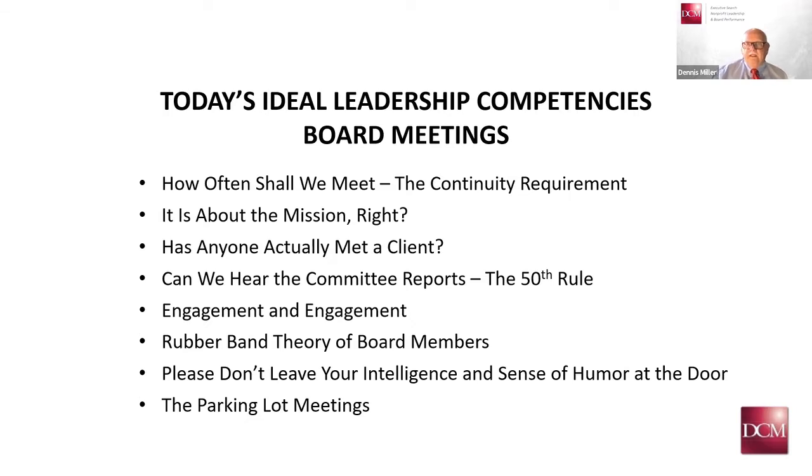What are some of the things that are important about our board meetings? Well, first of all, how often shall we meet? The continuity requirement. Now, many boards, as a whole board, meet monthly. Some boards meet quarterly. Now, between you and me, based on my experience, if you've got a good committee structure, your board can meet probably 6 times a year, every other month, unless you are a new organization or have really specific big challenges. I don't know that you need to meet monthly, but quarterly leaves a whole continuity issue out.